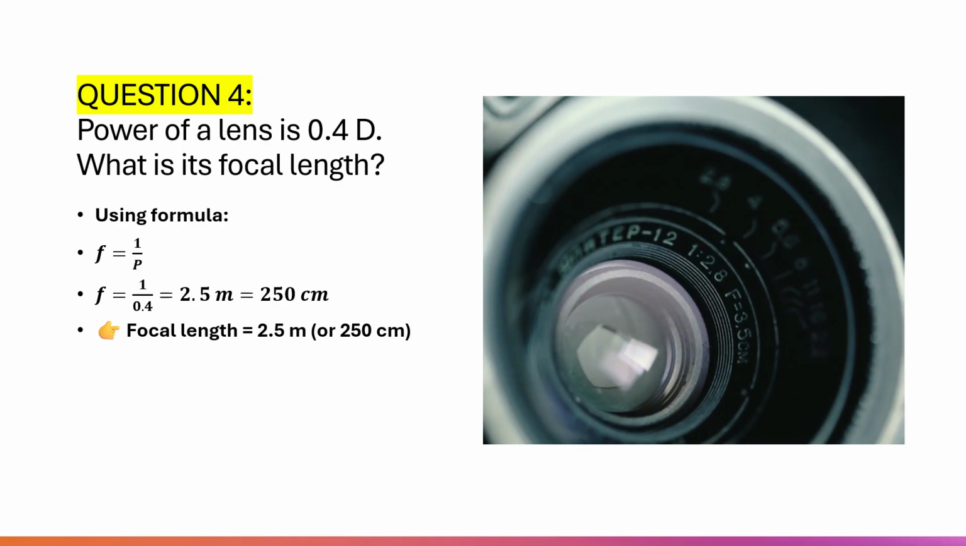Now let's take question number 4. Power of a lens is 0.4 D. What is D? D is diopter. So what will be the focal length? Now students, we can use the formula f is equal to 1 upon P. So what is P here? 0.4. So 1 upon 0.4 is 2.5 meter.